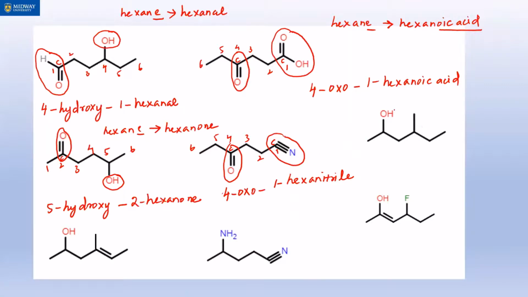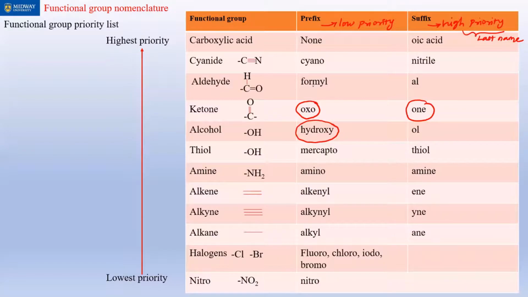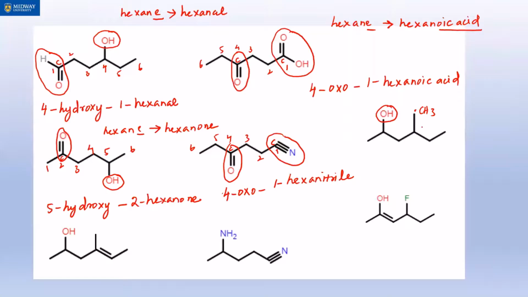Keep going. So we have our methyl group, right? And we have our hydroxy group, right? Our alcohol group. And if you go to the table here, well, methyl contains only single bonds, right? So alkane is low priority compared to alcohol. So alcohol gets the first priority. So the suffix for alcohol is OL.